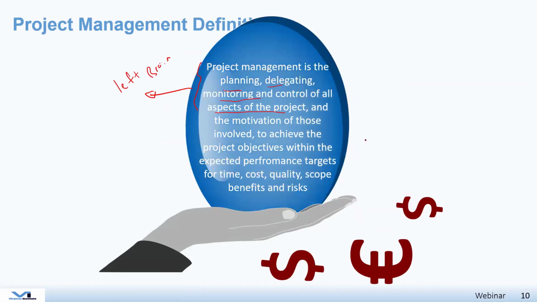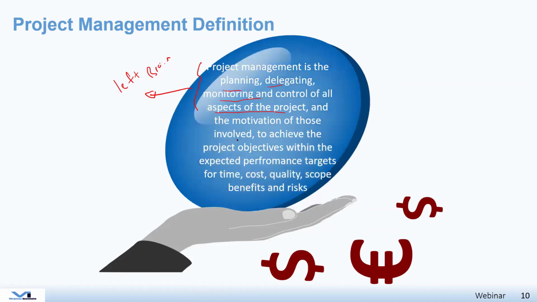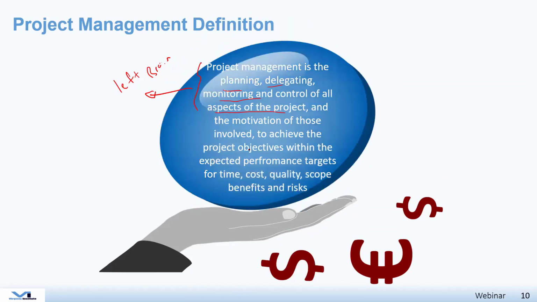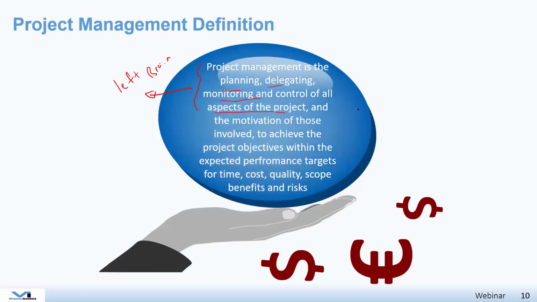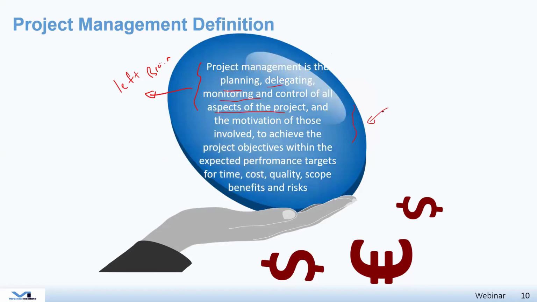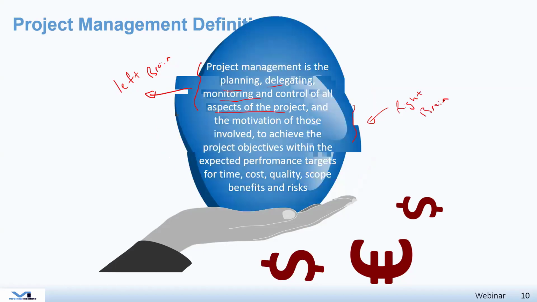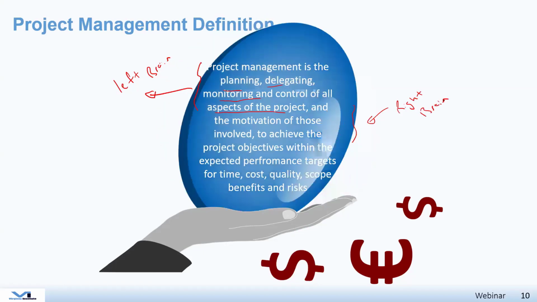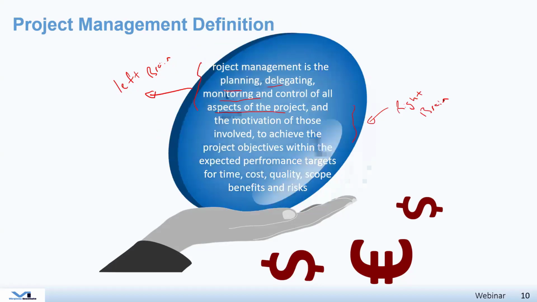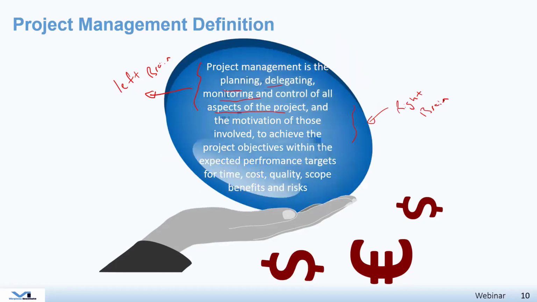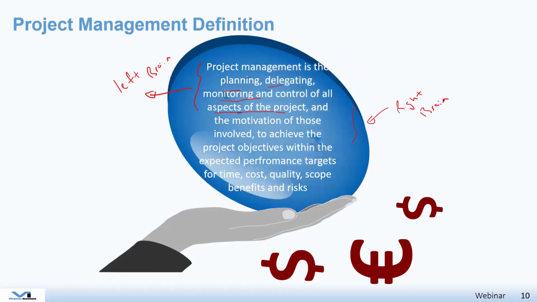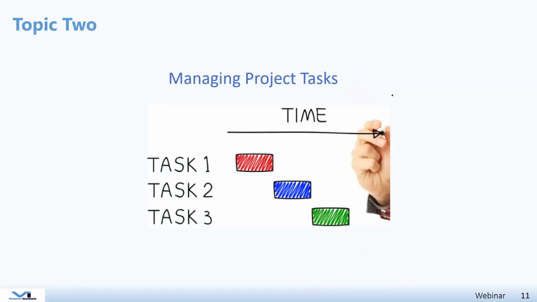But on the other side, it's also the motivation of those involved to achieve the project objectives and to achieve the targets. And to do that, definitely you will need your right brain, that has to do with your softer skills and your human and interpersonal skills. So even in the definition of project management, you can see that there is a built-in reference to left and right brain. Now I come to managing project tasks, which is the second topic.